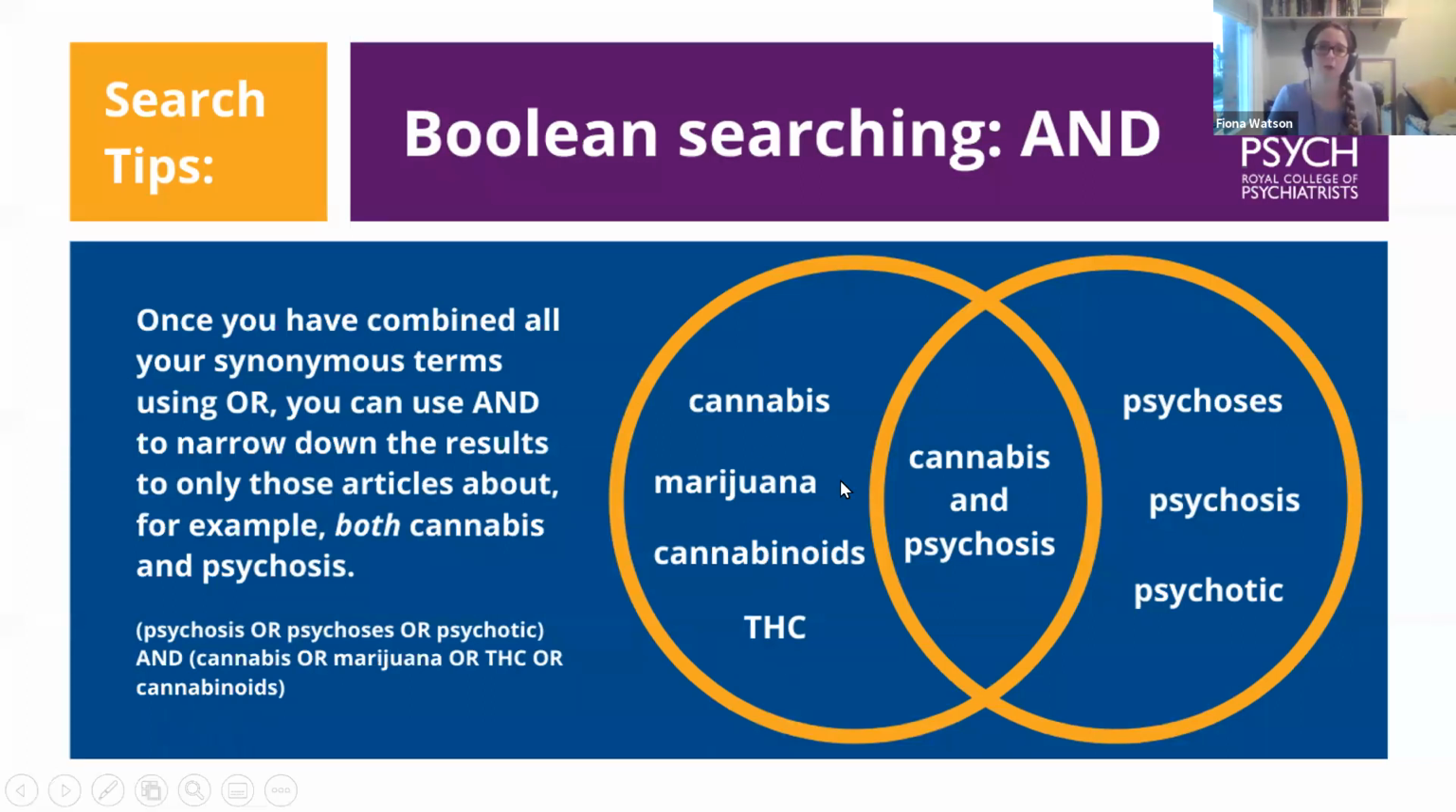So then when you've got your two pools of results, you can combine them using an AND, and then you'll only get the results that have both cannabis and psychosis. Now this is a simple example, but you can imagine that if you're getting up to sort of four concepts, or concepts which relate to each other differently, then it becomes more complicated. And here's your search string down here. This is what it looks like. So psychosis OR psychoses OR psychotic AND cannabis OR marijuana OR THC OR cannabinoids.